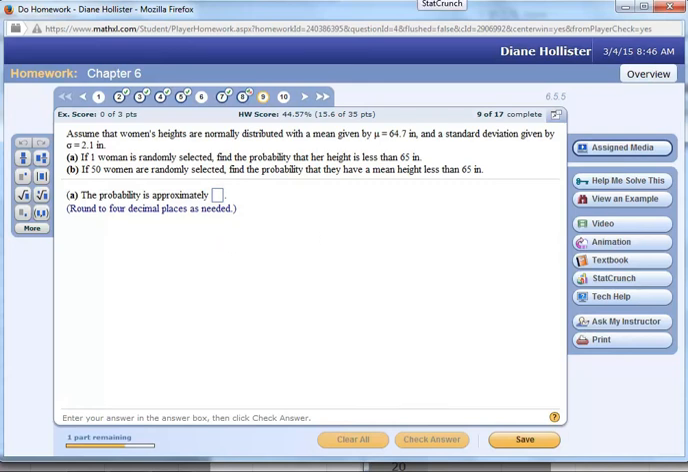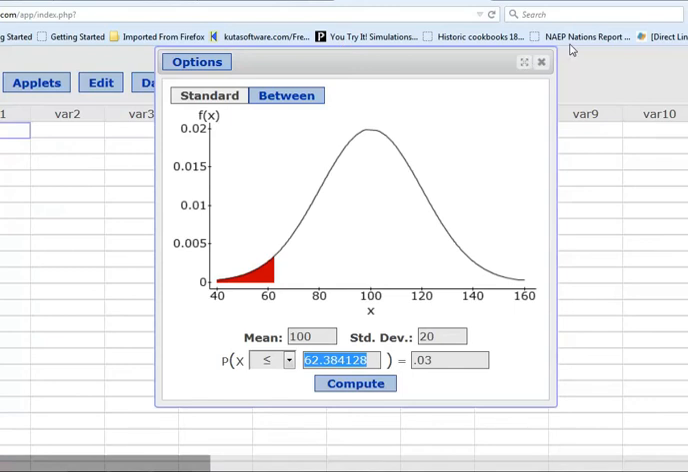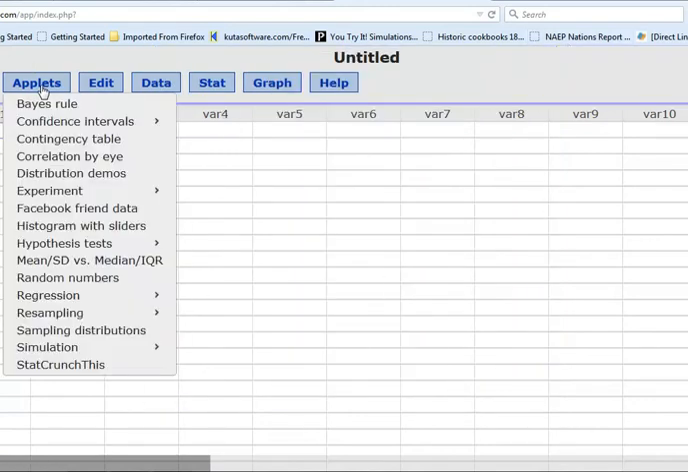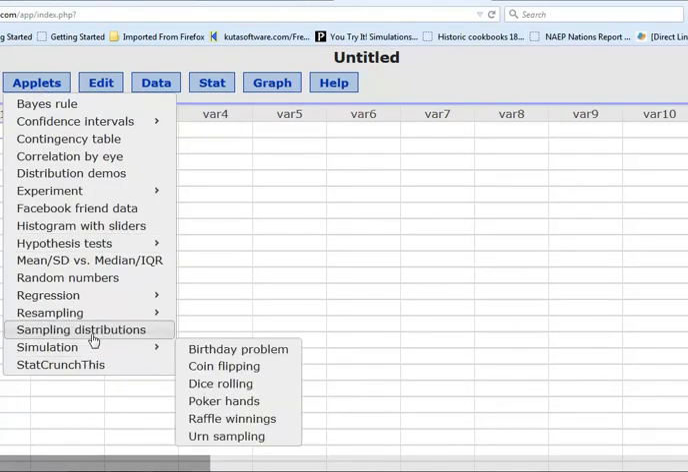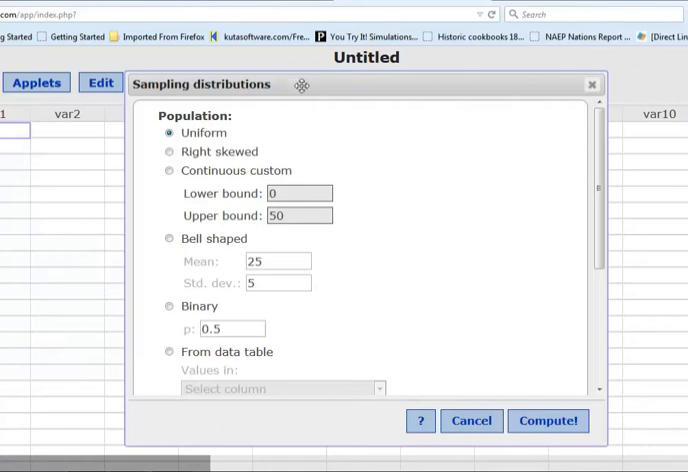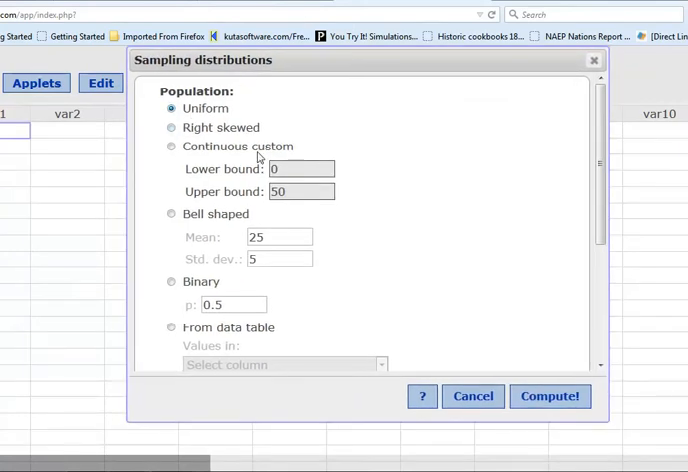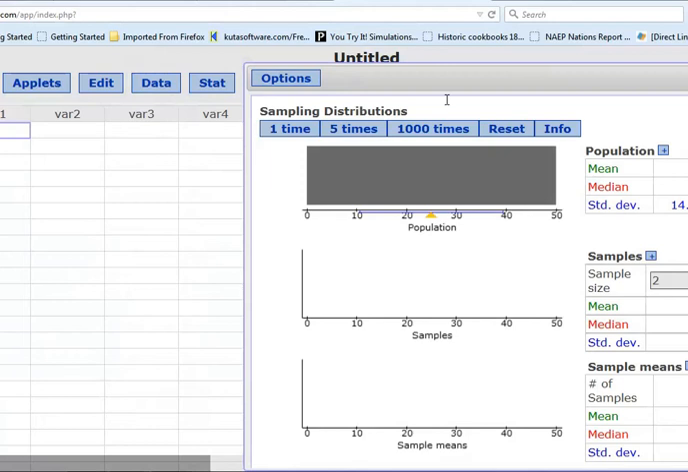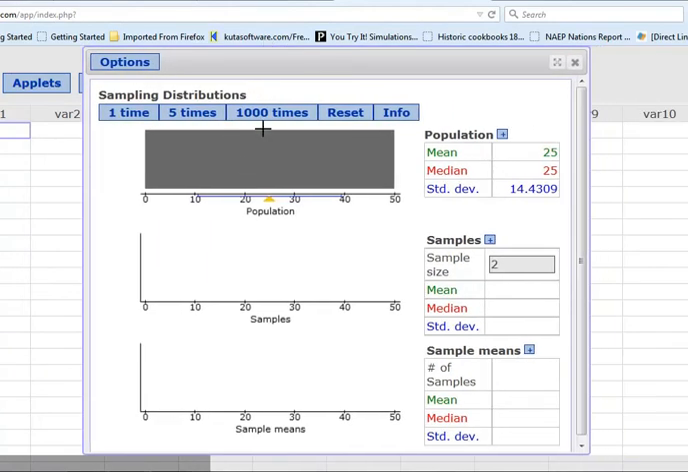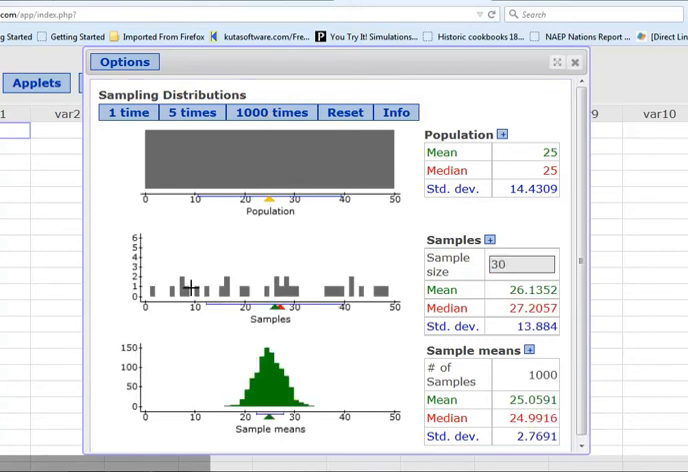And we're going to jump to StatCrunch for a few minutes and do a little bit here with sampling. So we're going to click on Applets, and we're going to go to sampling distributions. We're going to start off with this idea of a uniform distribution, which again we know is a rectangle. And we're going to do sample sizes of, let's say, 30, and we're going to sample 1,000 times.